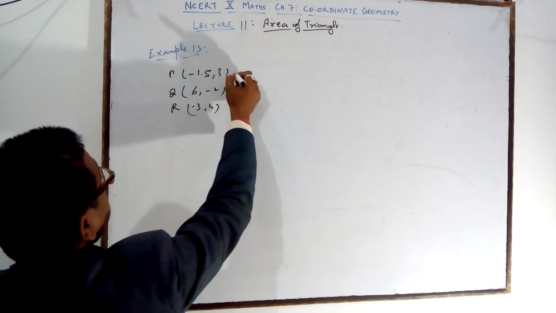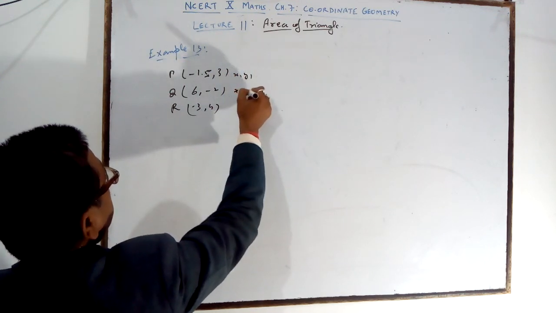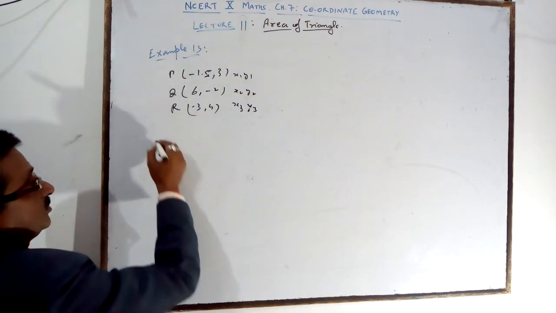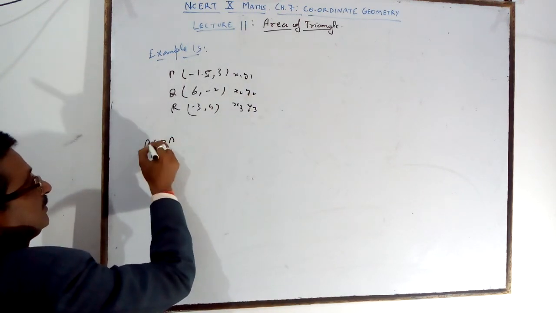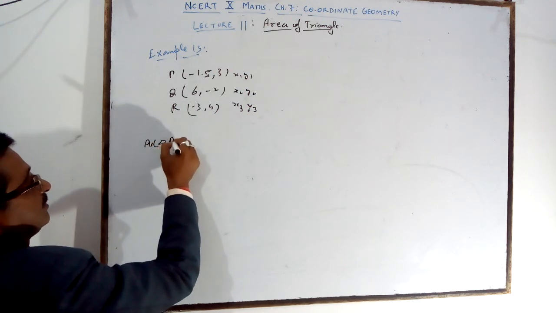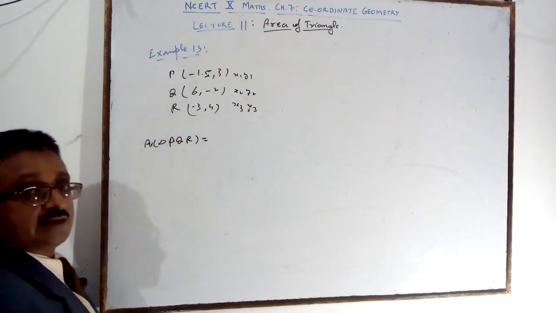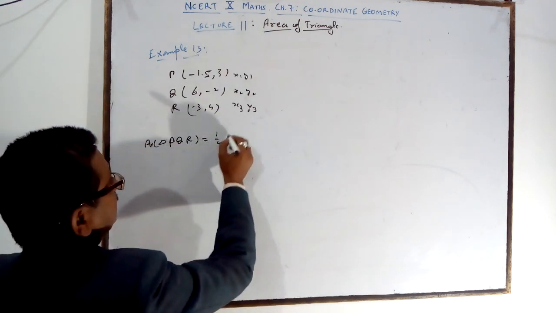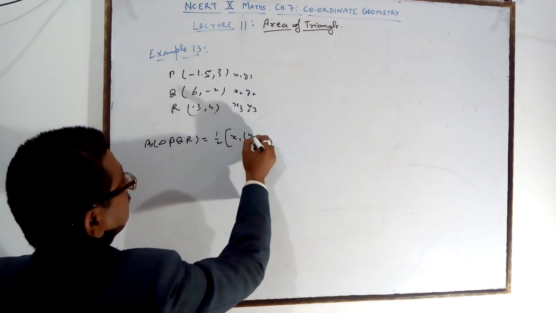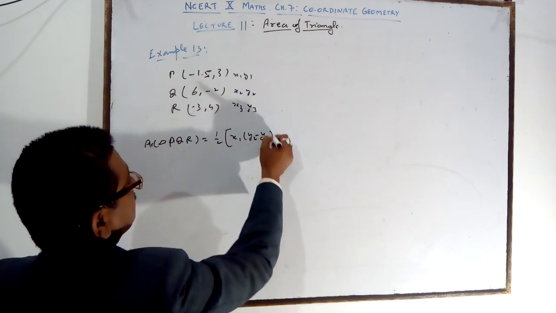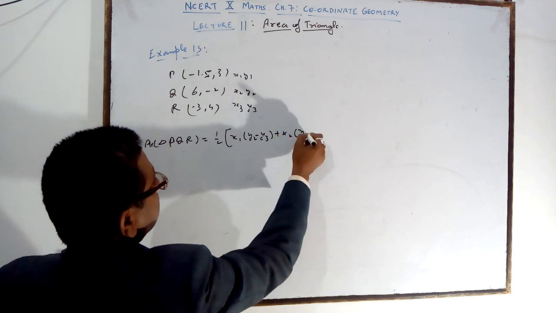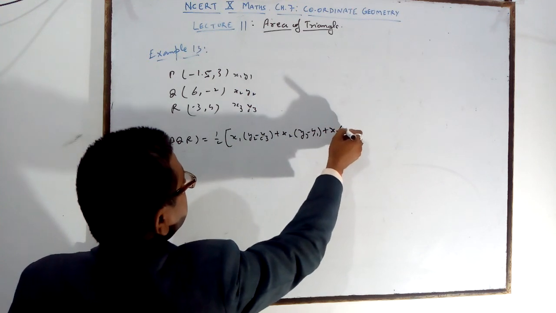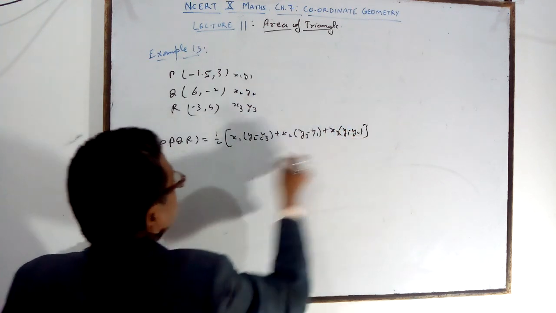So it is x1 y1, it is x2 y2, it is x3 y3. So what is the area of triangle? Area of triangle PQR is equal to half x1 (y2 minus y3), plus x2 (y3 minus y1), plus x3 (y1 minus y2). Put the values here.